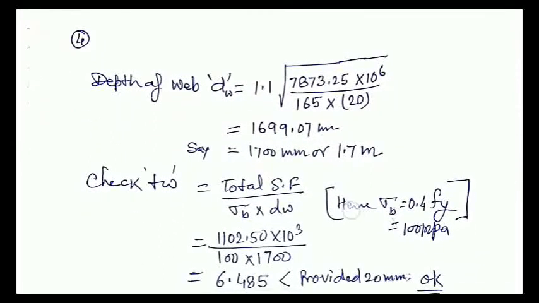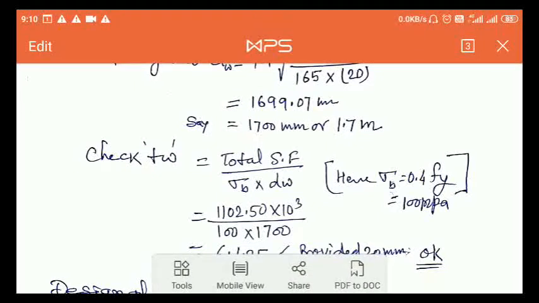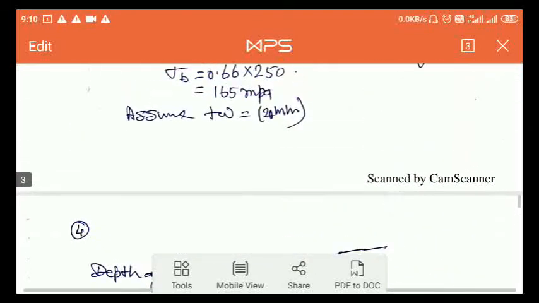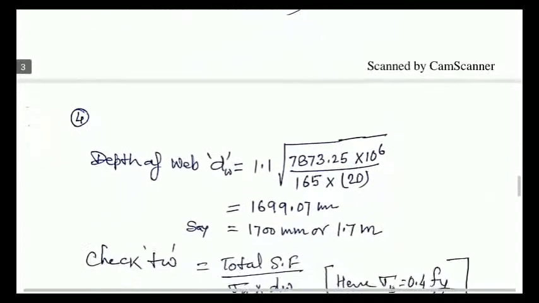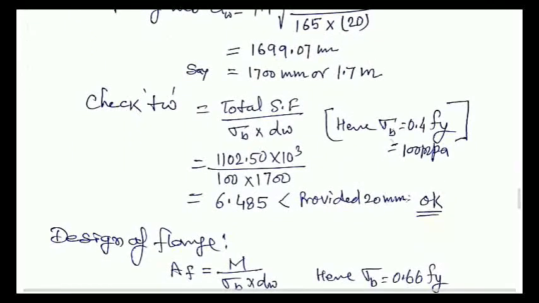So depth of the web DW is equal to 1.1 under the root 7873.25 into 10 raised to power 6, the maximum bending moment in Newton mm, divided by sigma b into 20. On solution, it comes out to be 1699.07 mm. You may assume 1700 mm, or you can say 1.7 meter.